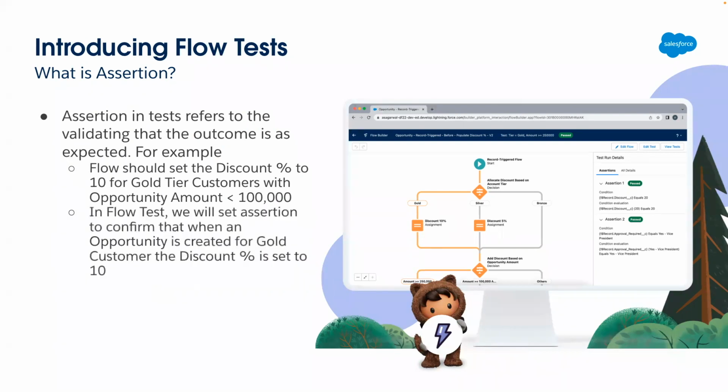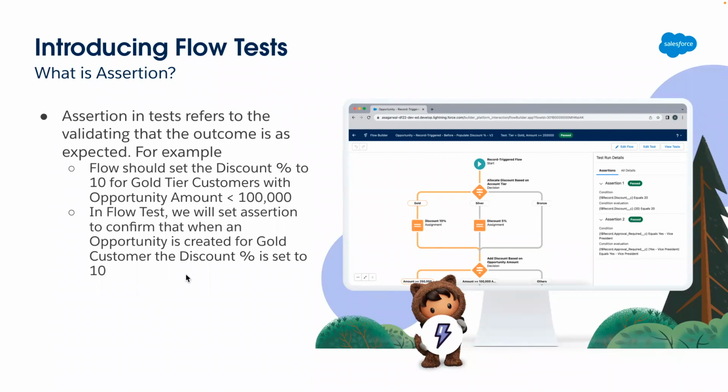So in setting the assertion, we will check that when we created an opportunity for a gold tier customer with amount less than 100,000, whether the discount percentage was set to 10 or not. Now let's take a look at how flow test works.